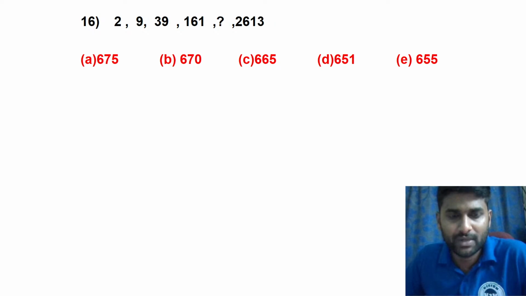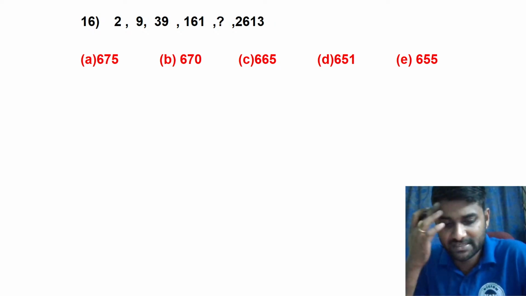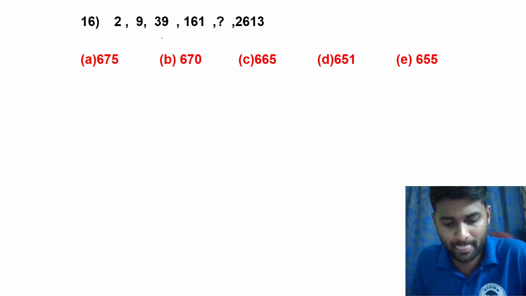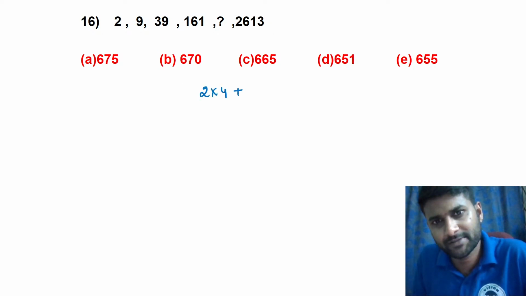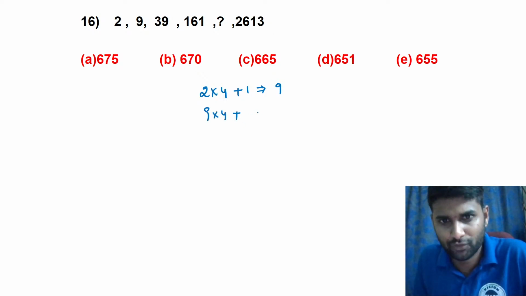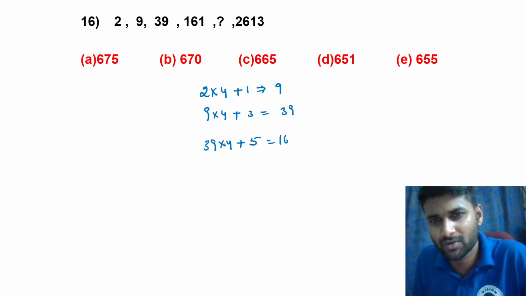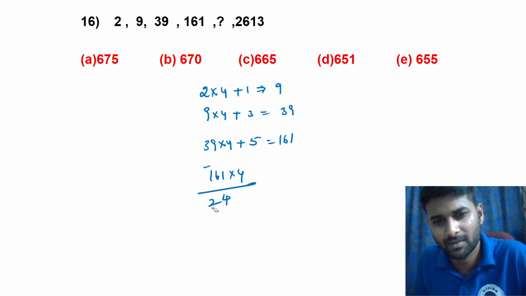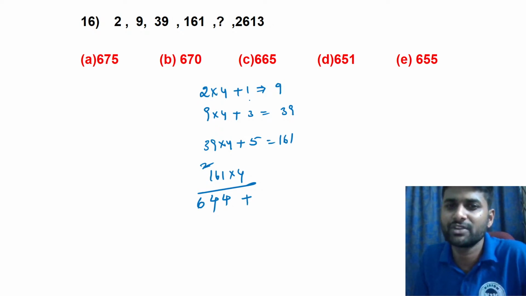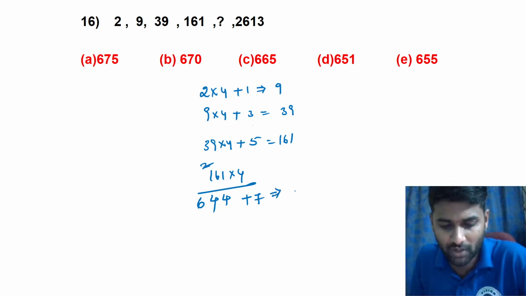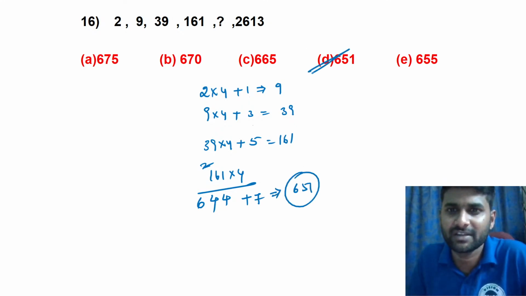So here the numbers 2, 9, 39, 161, and a missing number. Definitely it is in terms of multiplications. If 2 is multiplied by 4 plus 1, it becomes 9. And 9 into 4 is 36, plus 3 is equal to 39. 39 into 4 is 156, plus 5 is equal to 161. So the next number, 161 into 4 is 644, and we are going to add 1, 3, 5, 7. The next number is an odd number. Now the resultant is 650.